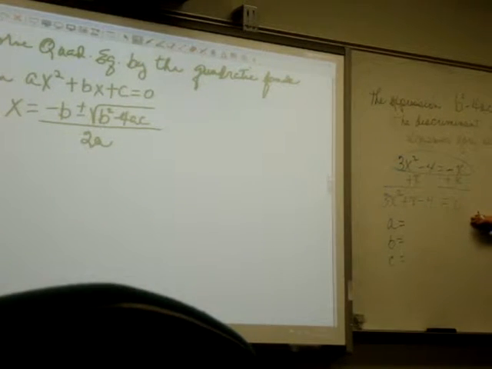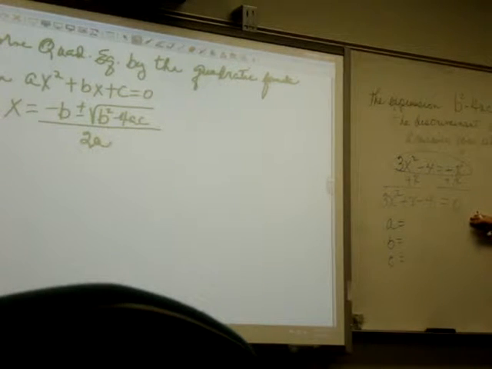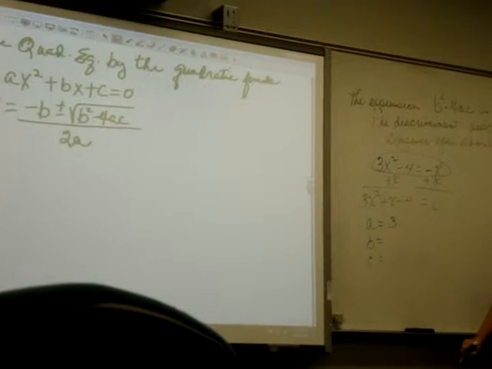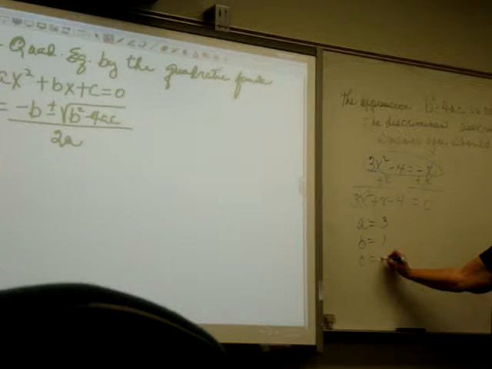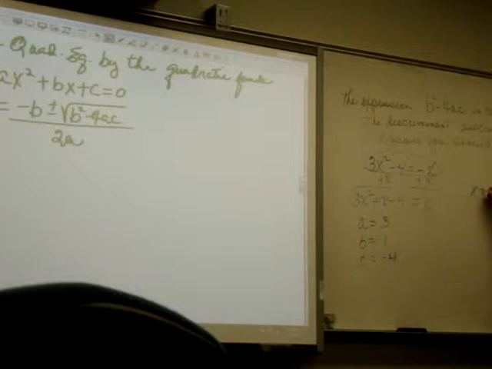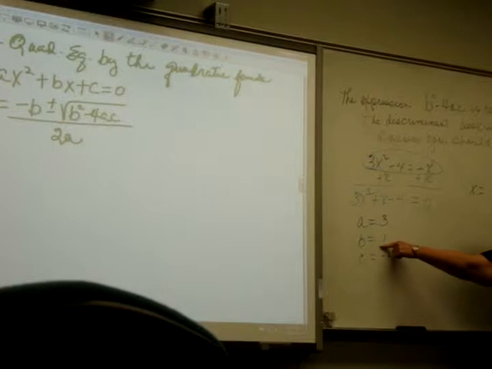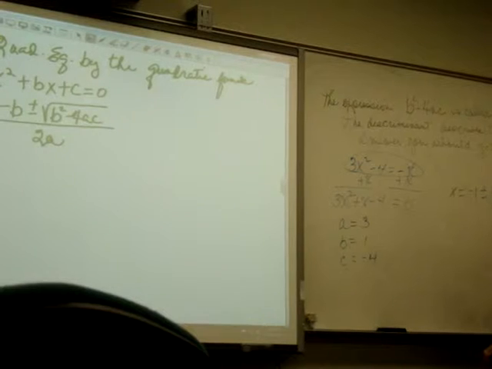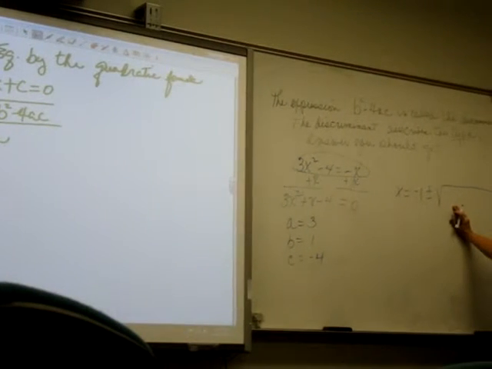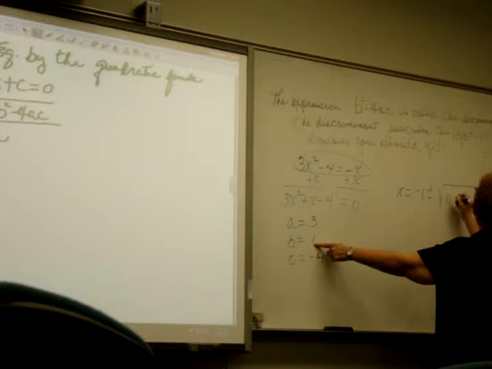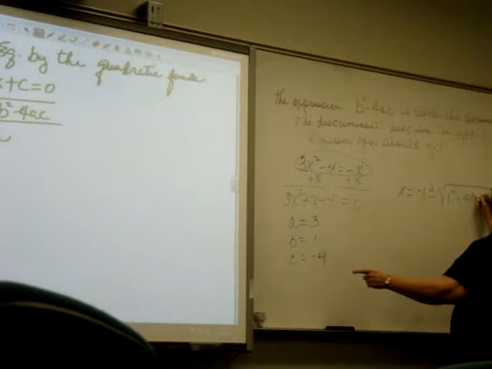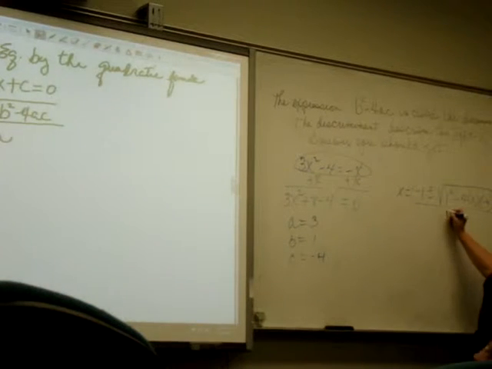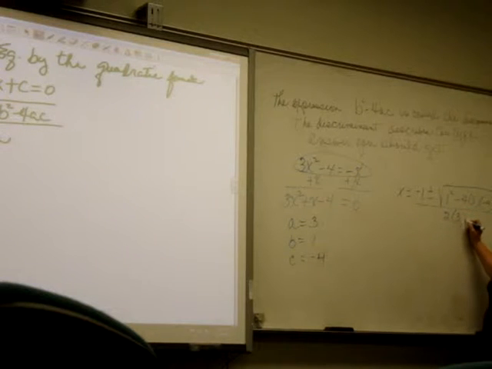Now, where is the a located in that formula? It's in the front of x squared, isn't it? So in this problem, a is going to be 3. What is b? 1, and c is negative 4. Plug it into your formula. x is the opposite of b. When b is 1, I'm going to put negative 1 here. Plus or minus the square root. What's the next thing? Take the b and square it. Minus 4 times a times c. And then the whole thing is divided by 2 times a.